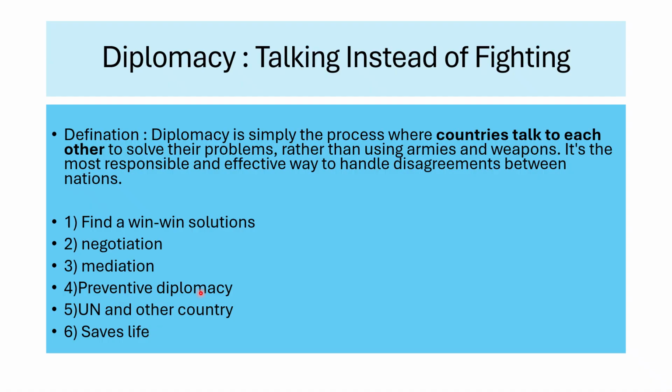This is known as preventive diplomacy, so that war cannot happen. Now the UN and other countries, through diplomacy, if Russia and Ukraine are fighting, then the UN and other countries like India and China, from the pressure of all these countries, the war can be solved. And now the sixth point is diplomacy saves life. I have already explained that diplomacy saves life and is cost effective.